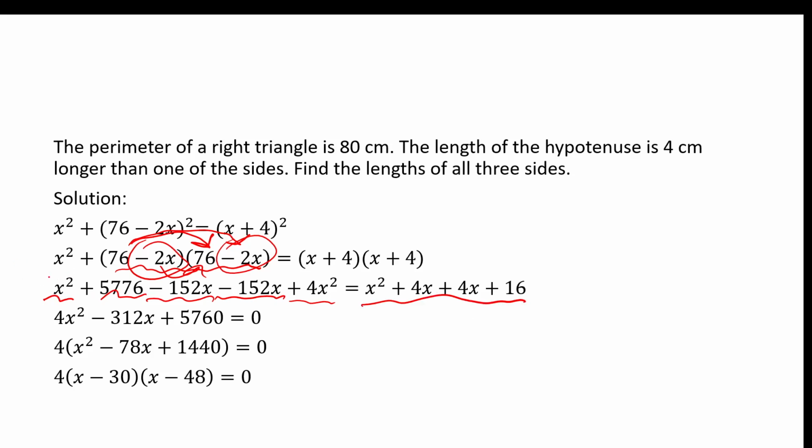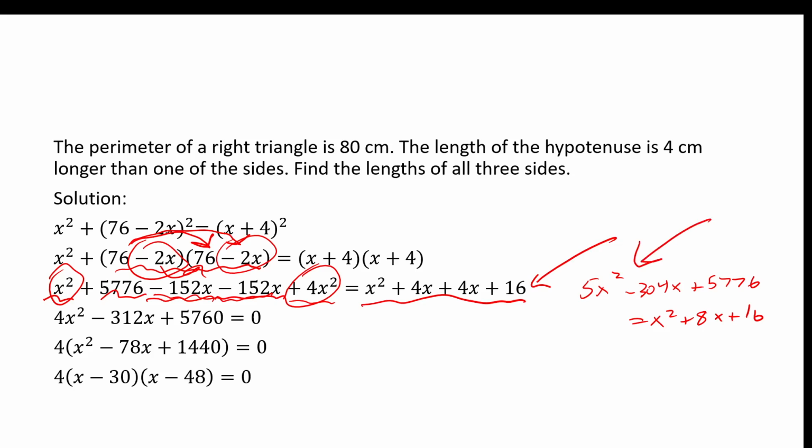We can now collect the like terms on the left-hand side. x squared plus 4x squared becomes 5x squared. We have minus 152x minus 152x, which is minus 304x, plus 5,776. That's the left-hand side. And that's going to equal x squared plus 8x plus 16. So this line right here that I'm pointing at with an arrow becomes this other line that I just wrote in red.